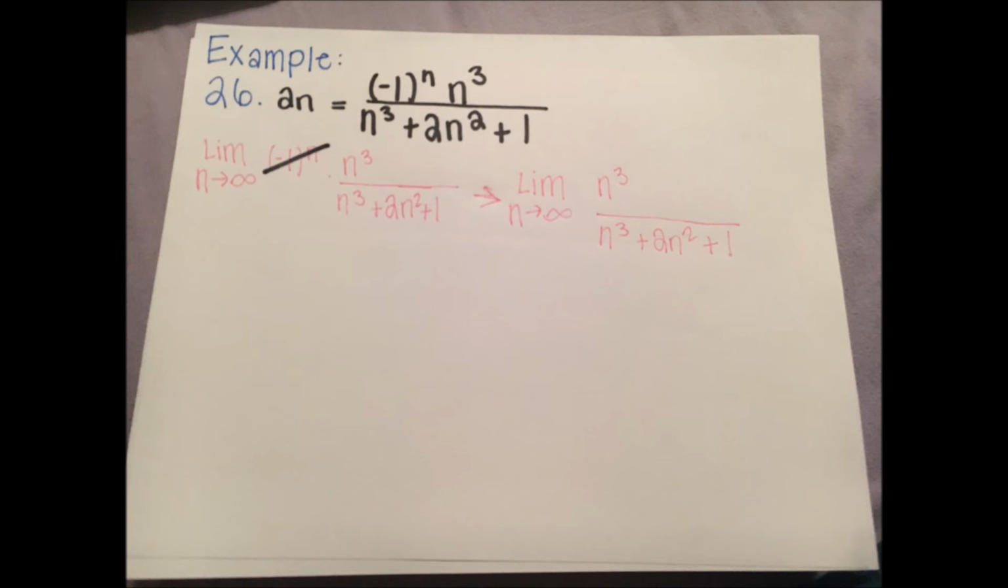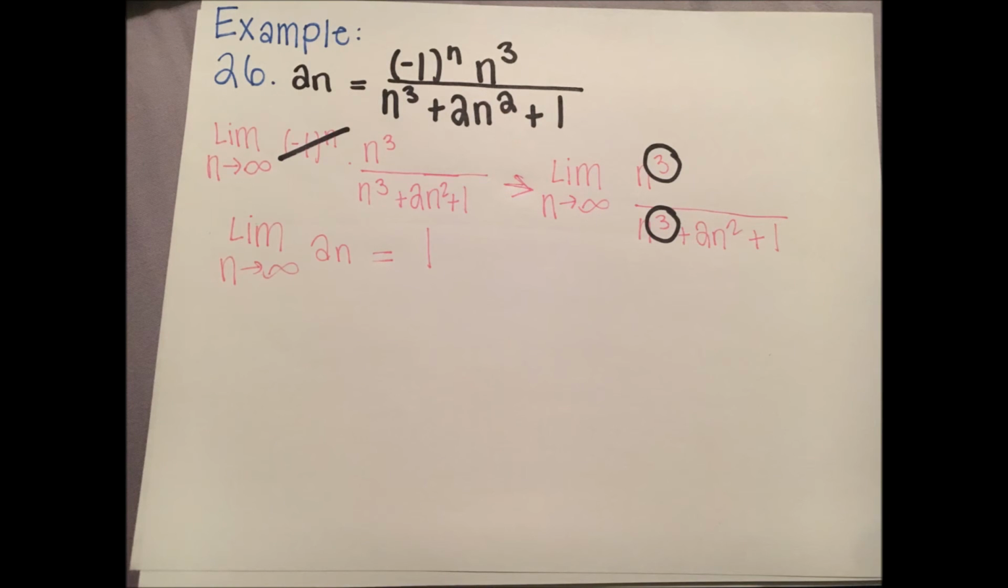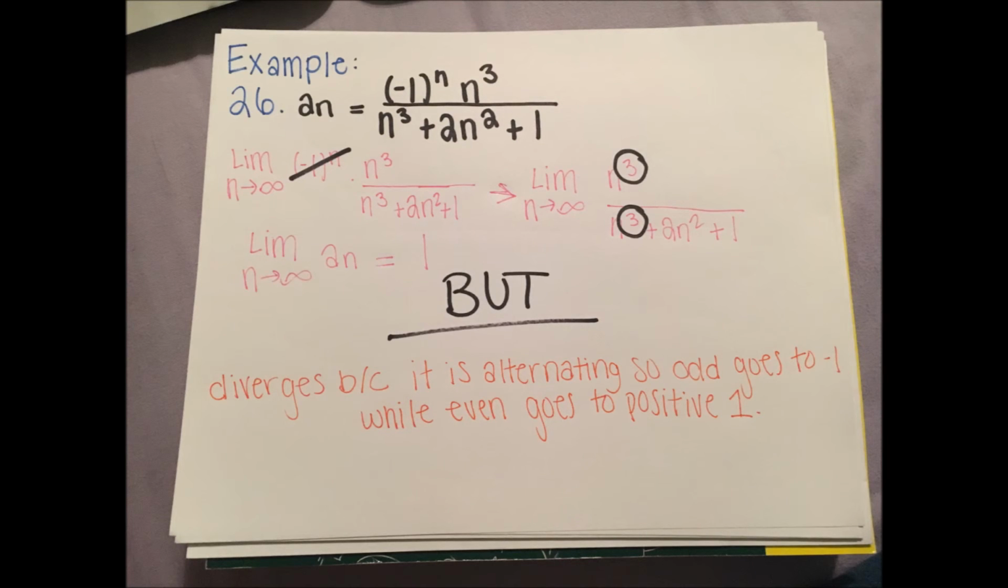Then we go on to find the limit as n approaches infinity, and we should remember our limit at infinity rules. Here, the powers are the same, so all we have to pay attention to is the coefficients. The coefficient is 1, so the limit as n approaches infinity of the fraction equals 1. But before you think it converges, it actually diverges because it's an alternating series. So whenever there's an odd number plugged in, it'll go to negative 1, while even will go to 1.